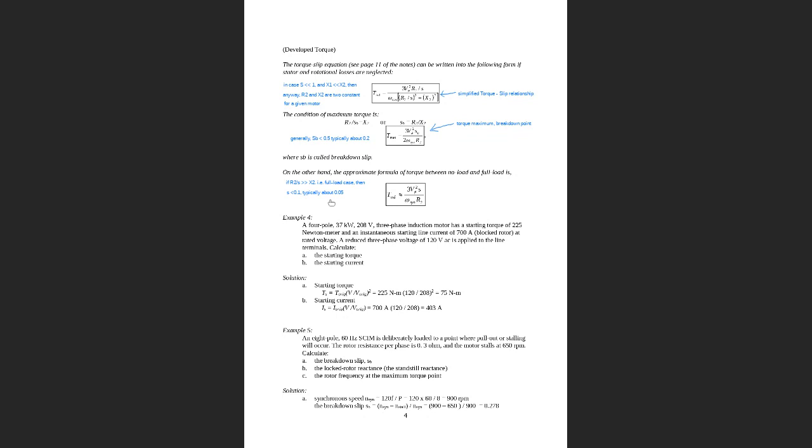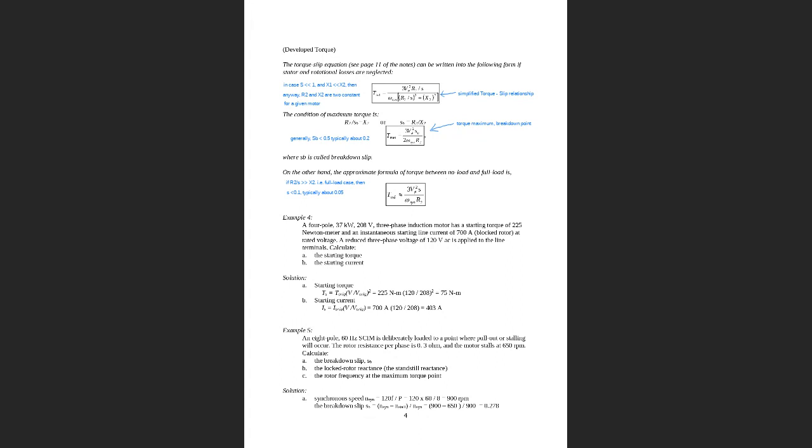So generally, for most of the motors in the full-load case, the slip is smaller than 0.1, typically around 0.05. So R2 over S is typically much larger than X2. Then X2 can be ignored further, and the induced torque in the full-load case can be written like this.